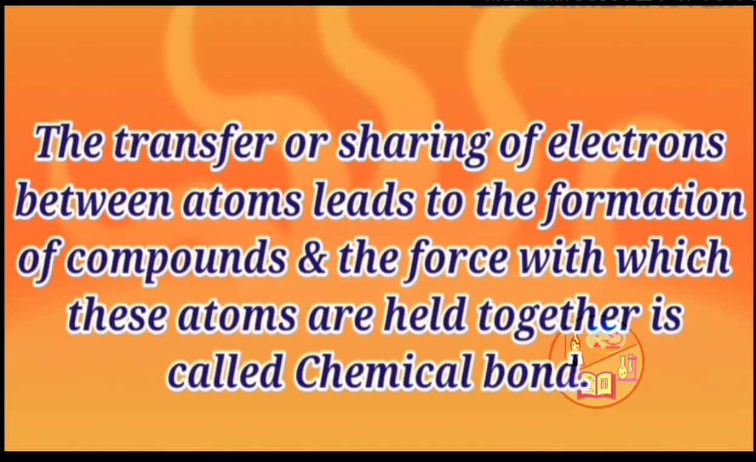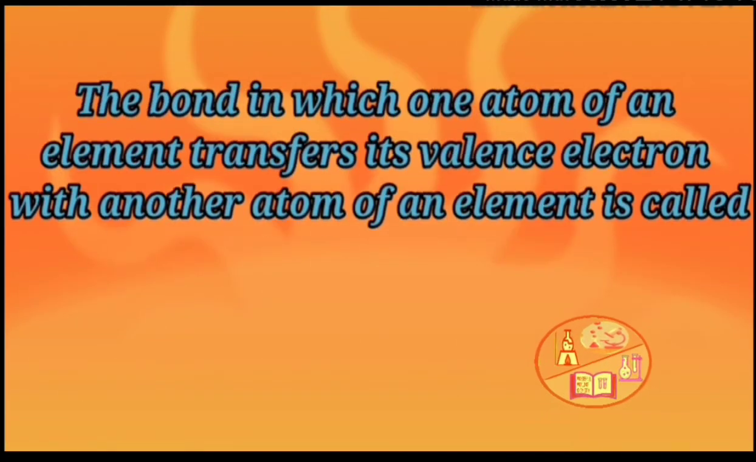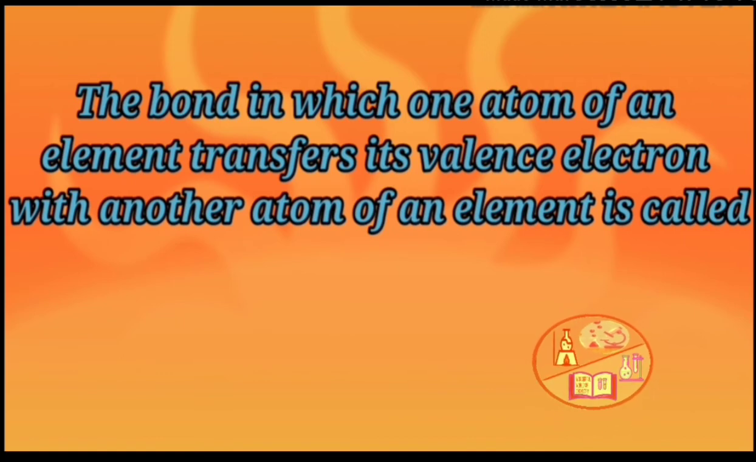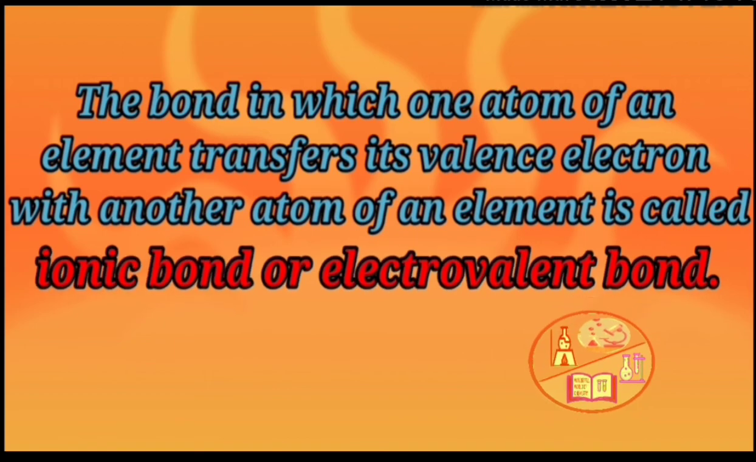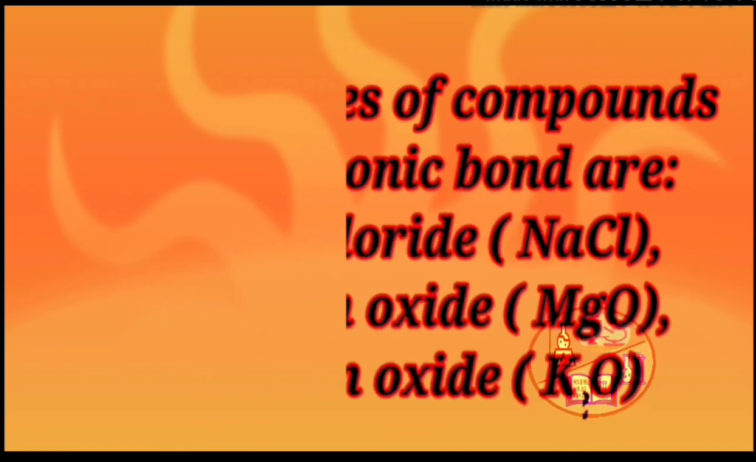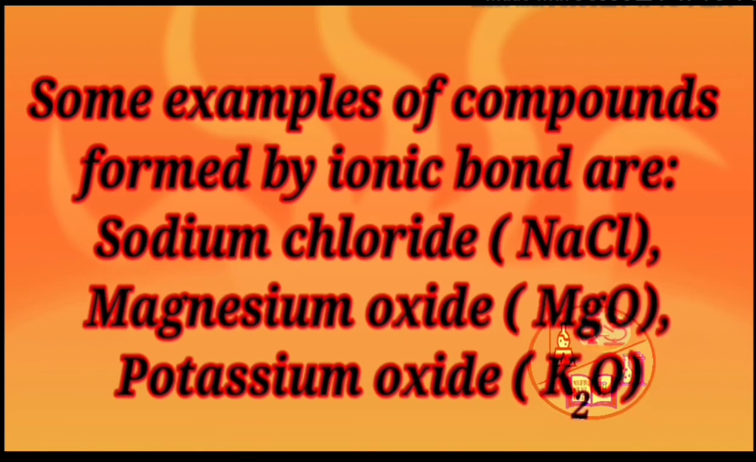The transfer or sharing of electrons between atoms leads to the formation of compounds, and the force with which these atoms are held together is called chemical bond. The bond in which one atom of an element transfers its valence electron to another atom of an element is called ionic or electrovalent bond. Some examples of compounds formed by ionic bond are sodium chloride, magnesium oxide, potassium oxide.